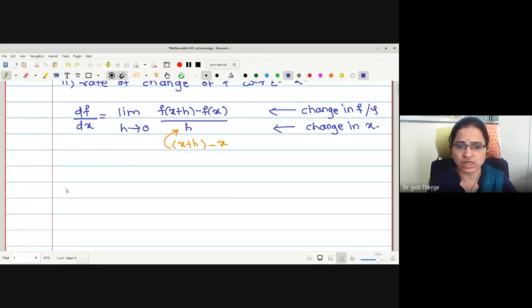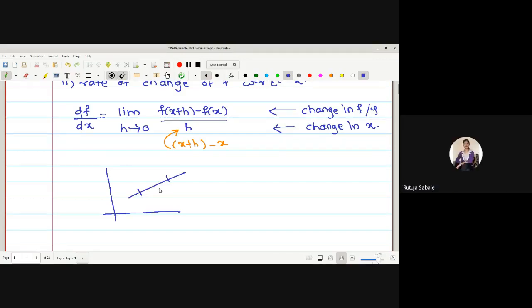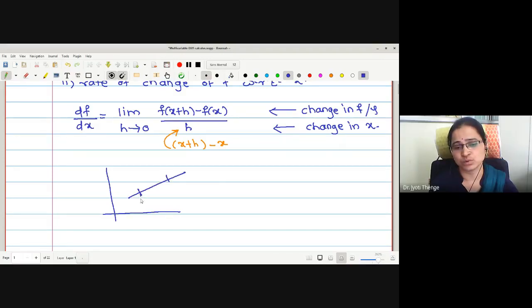Does anyone know the formula for the slope of a line in a two-dimensional plane? Suppose this y is a line, y equal to mx plus c. No, I'm asking you the slope of a line.